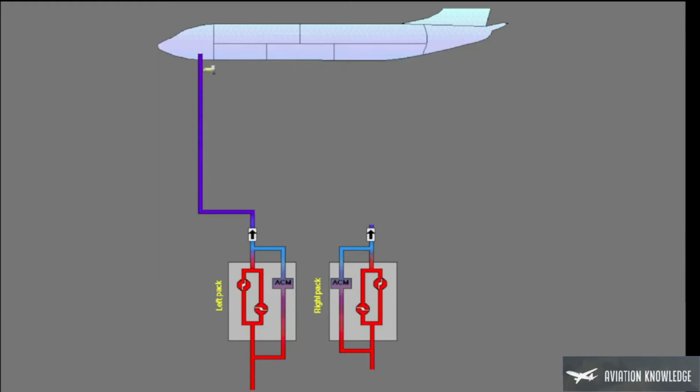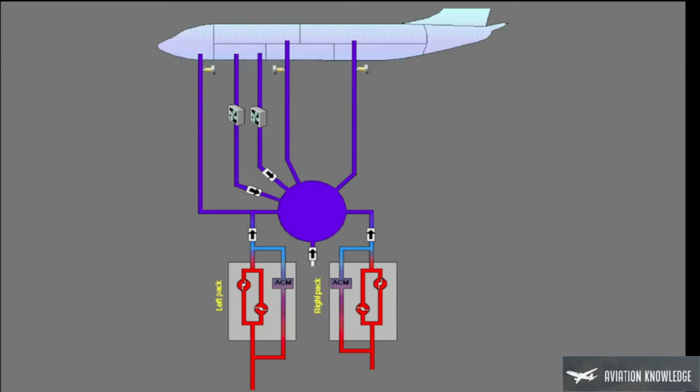The air from the left pack first goes to the flight deck, and the rest goes to the mixed manifold. The air from the right pack goes to the mixed manifold. From the mixed manifold, the air goes to the forward passenger cabin and the aft passenger cabin.